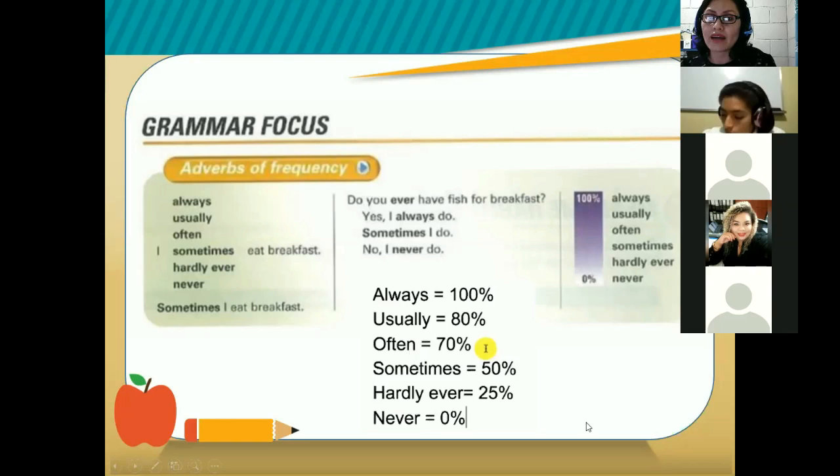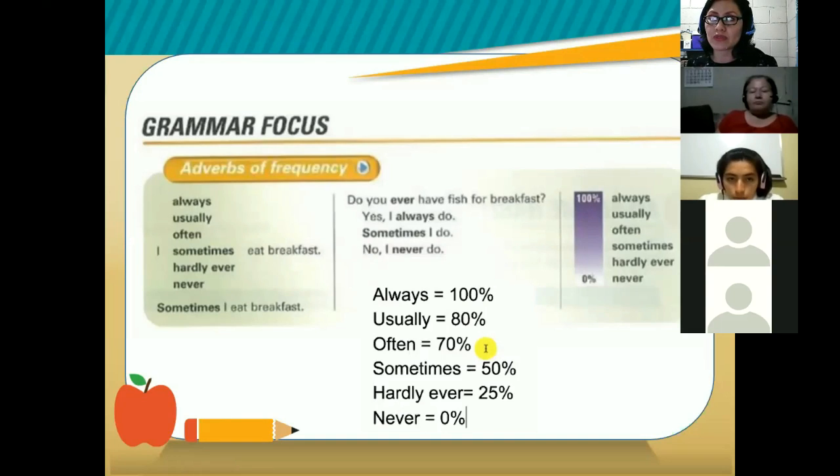And then I have sometimes, que sometimes is 50% of the times, okay? Then I have hardly ever, casi nunca, hardly ever, 25% of the time. Y si yo digo never, is zero, that I don't do that activity. No hago esa actividad at all, okay? ¿Qué es lo que quiero resaltar de todo esto, chicos? Bueno, la posición de los elementos, okay? Adverbs of frequency, they are very important.